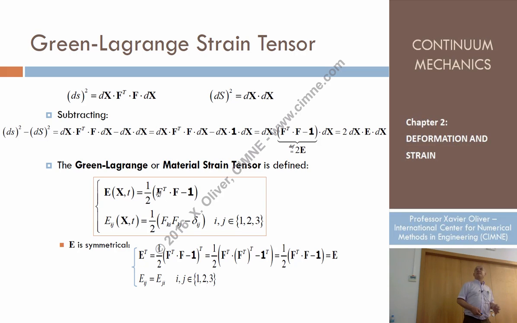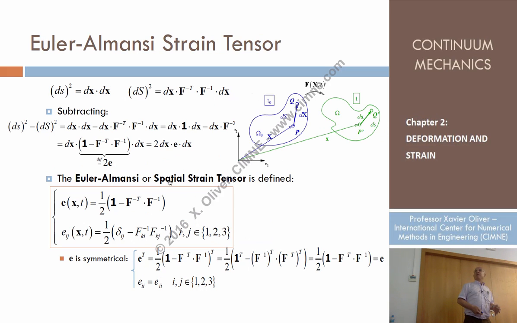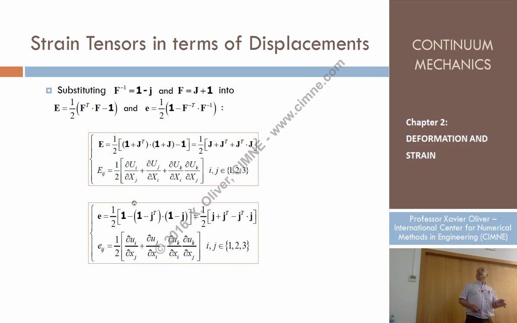These can be defined in terms of F or in terms of F inverse, but now we're replacing the equations F inverse equal 1 minus j or F equal j plus 1 into the expressions and we obtain alternative descriptions of the strain measures, the material strain tensor capital E and the spatial strain tensor small e, in terms of the displacements, okay?